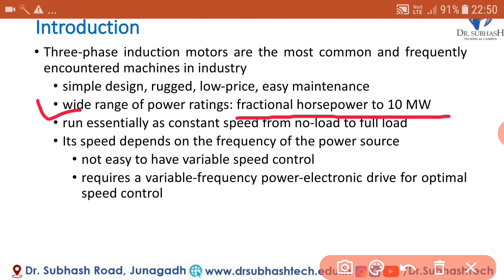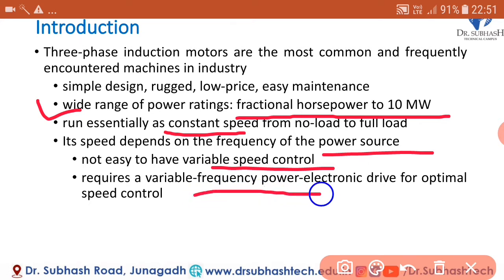They run essentially at constant speed from no load to full load. So it is a constant speed machine from no load to full load. Its speed depends on the frequency of the power source. So speed is dependent on frequency. It is not easy to have variable speed control, so we can say that it is a disadvantage. It requires a variable frequency power electronic drive for optimal speed control. So it is somewhat complicated for variable speed.